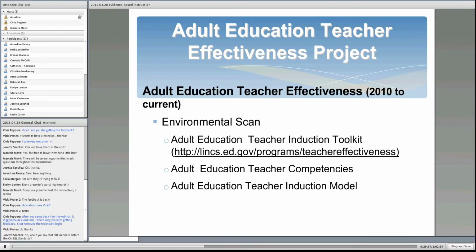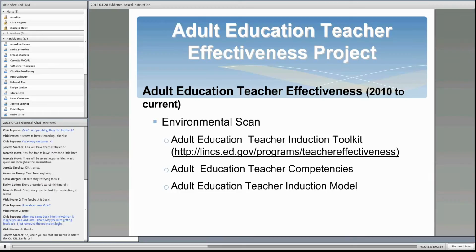It involves interviewing people, studying, document reviews. I mean, anything you can think of that one can review and analyze, sometimes they are involved in an environmental scan. And this environmental scan in particular focused on teacher professional development. And the information that was derived from this work helped to inform the development of an adult education teacher induction toolkit, adult education teacher competencies, and an adult education teacher induction model.